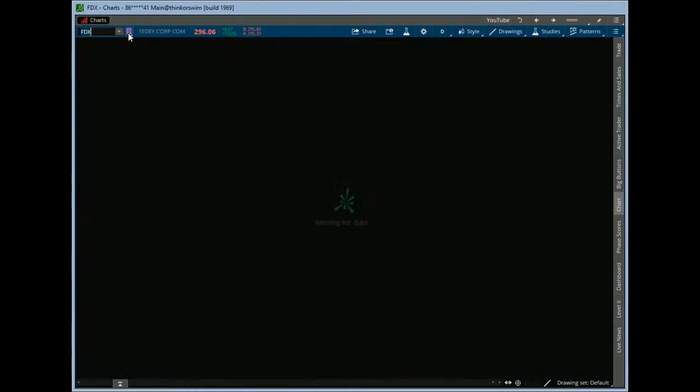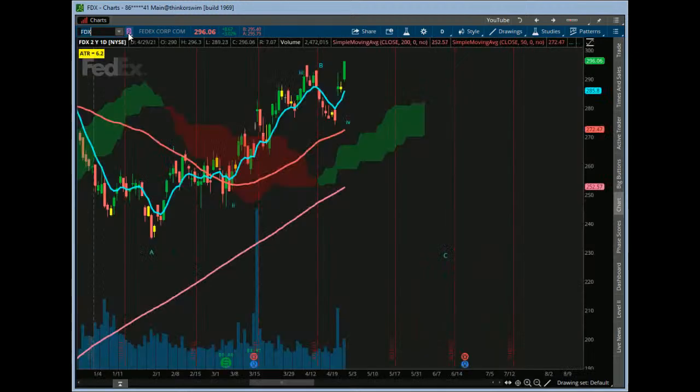Of course, FedEx. Hey, great minds think alike there with Shirley. So nice one on FedEx. Just super duper strong here, guys. Keep an eye on it. I would give it maybe until this 300, 302 area.